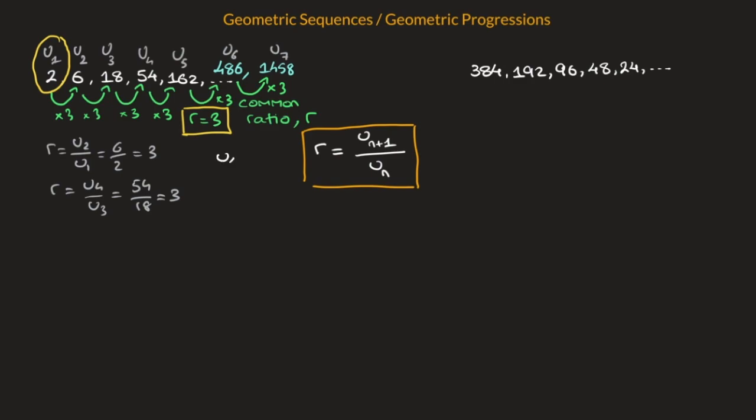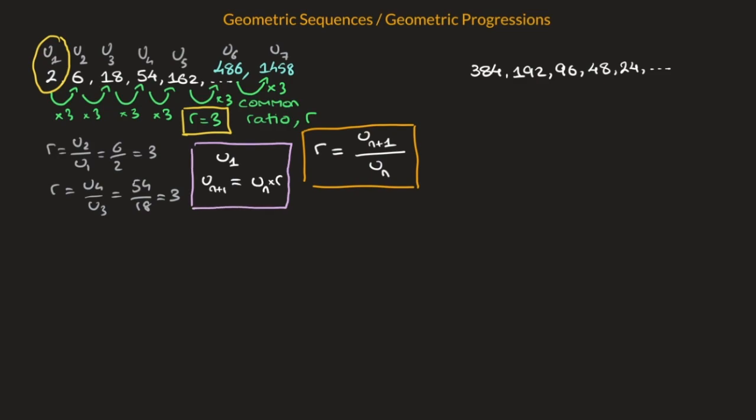Provided we know what the first term is, and provided we know what the common ratio is, then we can find every single term of the sequence using the following rule. Given any term u sub n, we can find the next term, u sub n plus 1, by multiplying u sub n by r. And in fact, I'll box that as well.